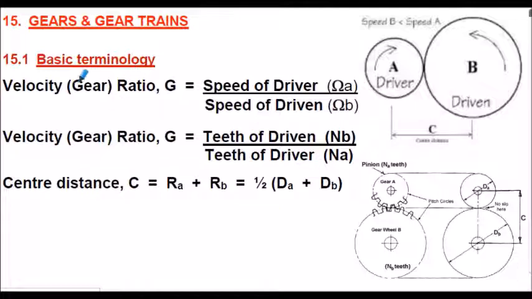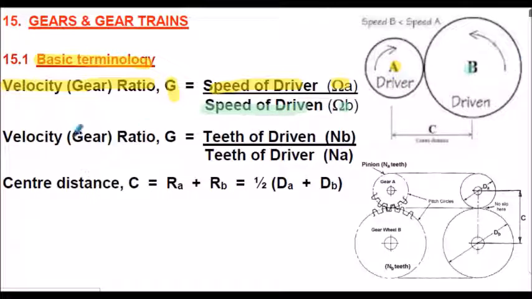So basic terminology we're talking about here. Don't forget that velocity ratio and gear ratio are interchangeable terms. If the question asks you for velocity ratio, they mean gear ratio. It's the same term, usually symbol G in most textbooks. So our basic definition for working out the gear ratio was the speed of the driver, which I've called omega A here, divided by the speed of the driven, which is omega B, this gear here. That's a basic relationship we had.